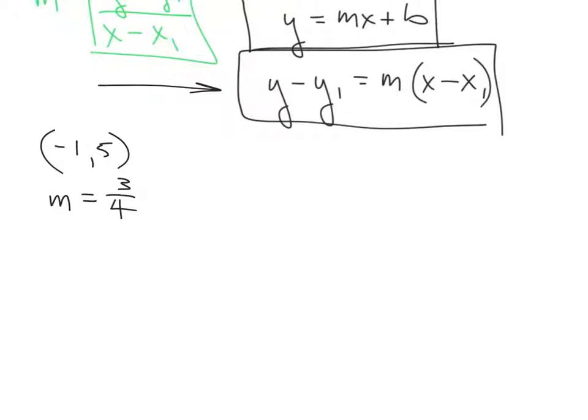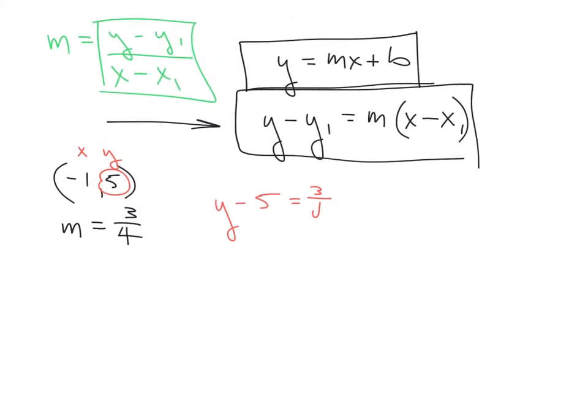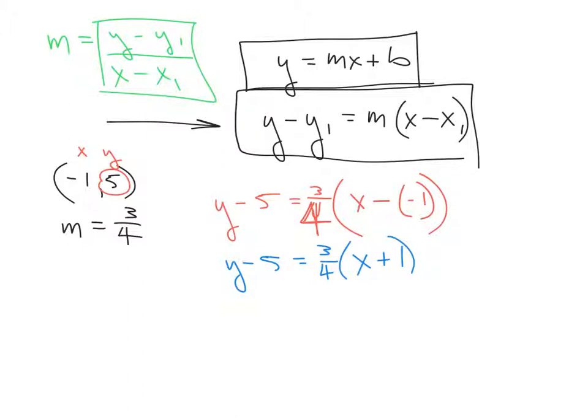So we are going to call this our x and this our y, obviously. And let's go ahead and plug some numbers in. Y minus 5, so we're going to take that y there, equals our slope, which is 3/4, times x minus -1. Okay, so let's just rewrite this real quick. Y minus 5. I don't like all these negatives here. So we get that. Let's go ahead and distribute that 3/4.